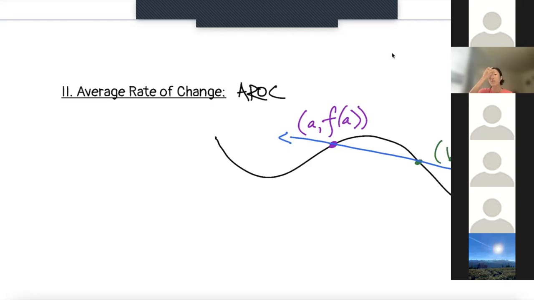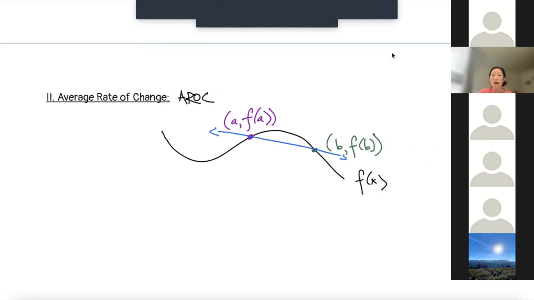So far, we've just called it the line that connects two points, but there is a more specific name, and it is important for us to think about that vocabulary. This blue line that goes through the function in two different places is called a secant line.